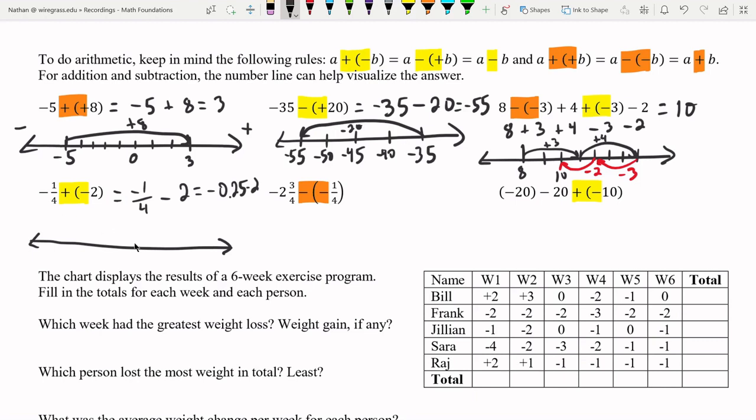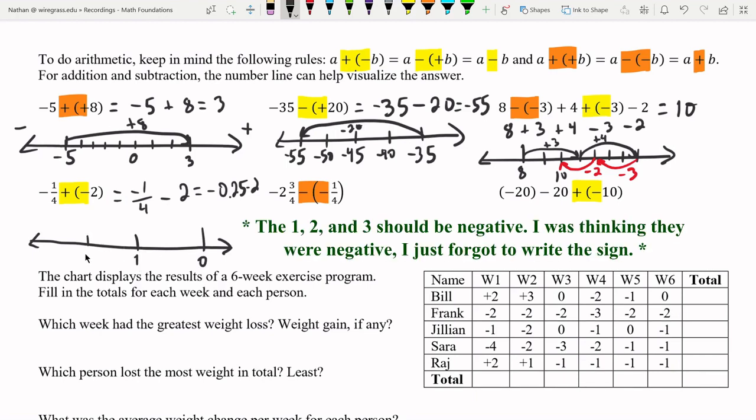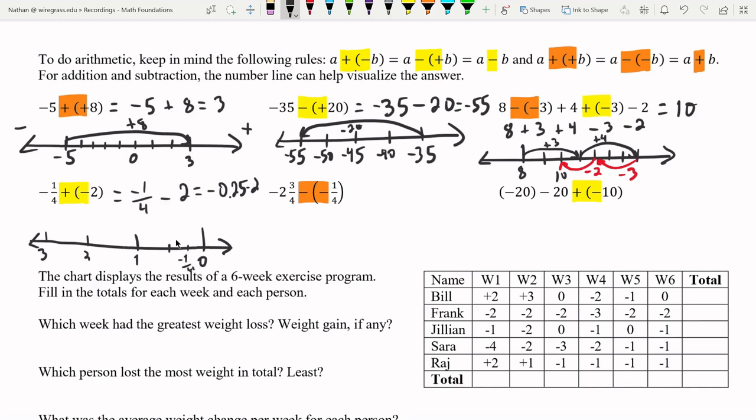Negative 1/4 is going to be the starting place. So we're going to go left. I'm going to start here. We'll do it as 0, 1, 2, and then 3. So negative 1/4 is going to be right here. It's going to be 1/2, and 1/4 is halfway that way. So negative 1/4. And from this point, we're going to go down 2 units.